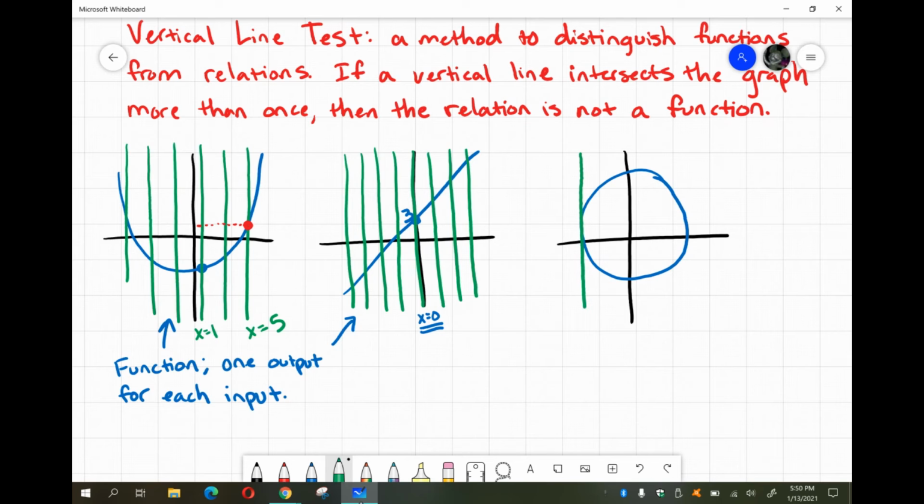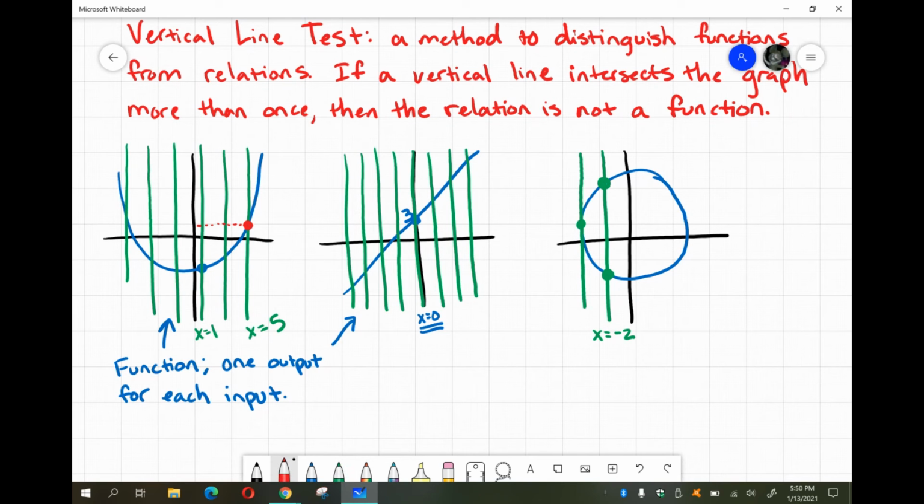On this third example, if I were to draw a vertical line over here on the left side, we do have this one input and one output. That is the only part of the circle where the vertical line touches. But let's say I draw another vertical line.